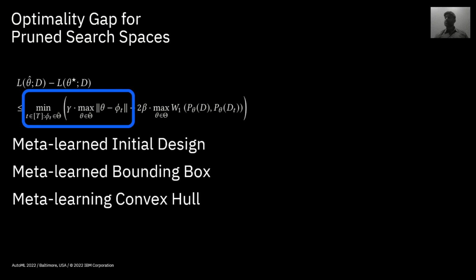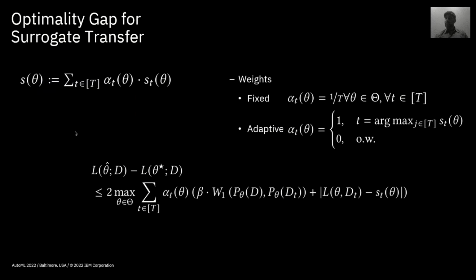For the other term in the optimality gap bound, corresponding to the size of the pruned search space, we provide precise bounds for schemes that meta-learn the initial design, the bounding box of the hyperparameter space, or the convex hull of the hyperparameter space. We also study warm-started few-shot HPO schemes that leverage surrogate functions from the source task.